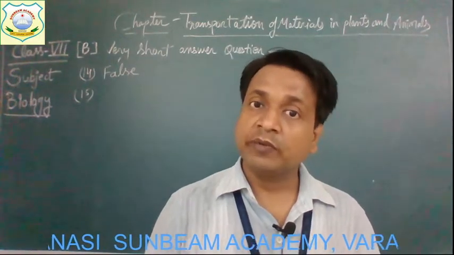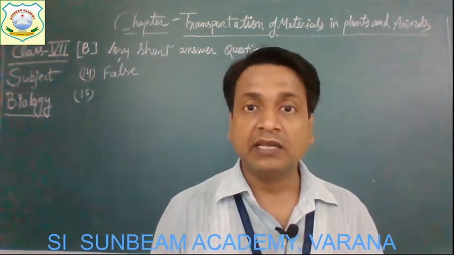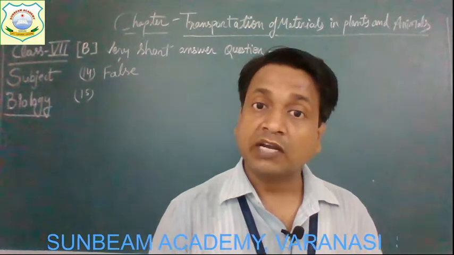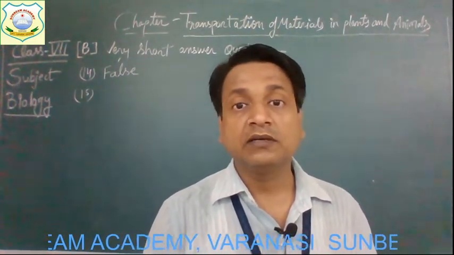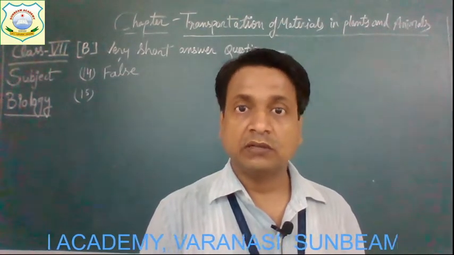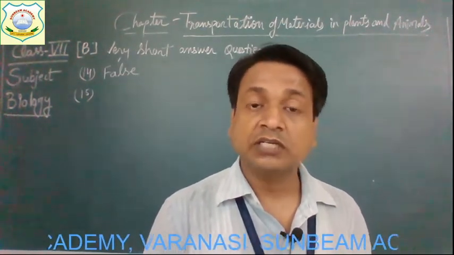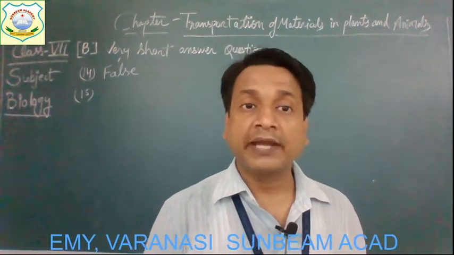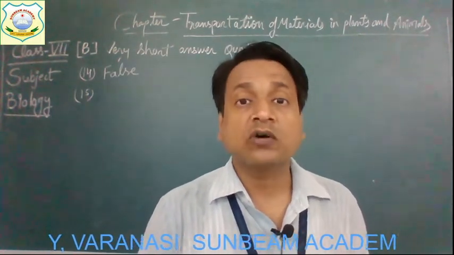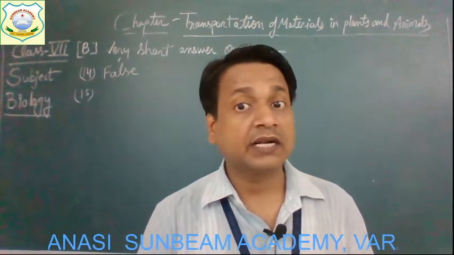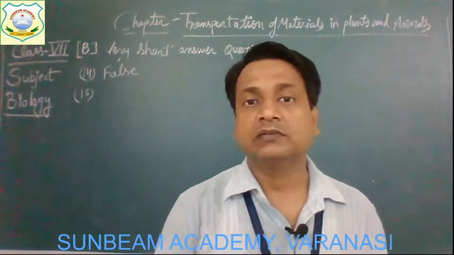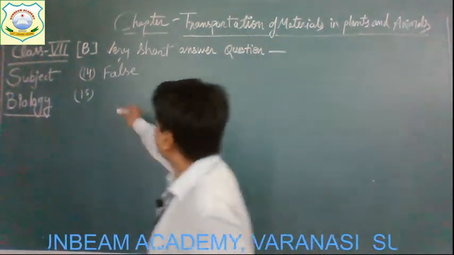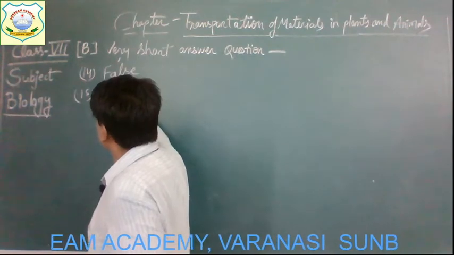So when hemoglobin gets combined chemically with oxygen, what does it form? It forms oxyhemoglobin, not deoxyhemoglobin. Get it? So in the question it is given that when hemoglobin combines with oxygen, it forms carboxyhemoglobin. So the statement will be false. And what is the correct statement? The correct statement will be it forms oxyhemoglobin. Alright, children? So the answer will be false.